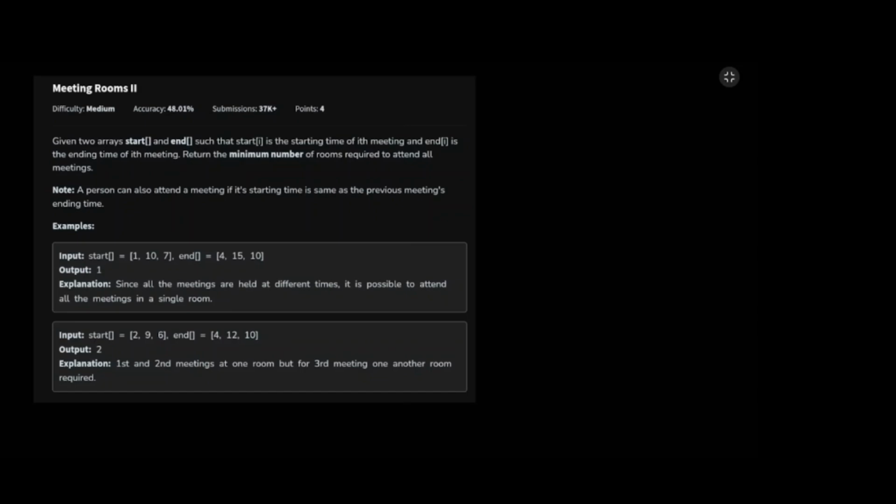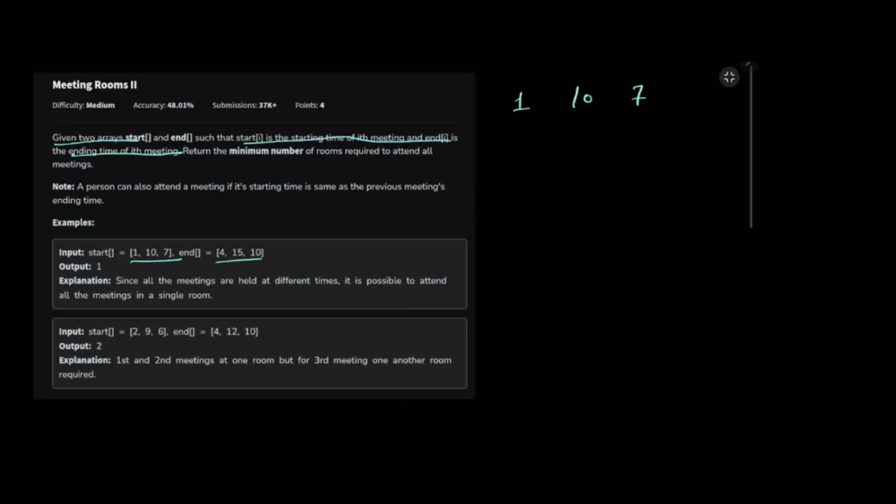So let's solve the problem Meeting Rooms 2. Here's the problem statement. Given two arrays, start and end. So we have these two arrays, such that start is the start of a meeting and end is the ending time of the ith meeting. So we have 1 and 7.